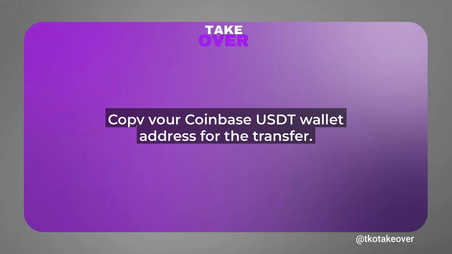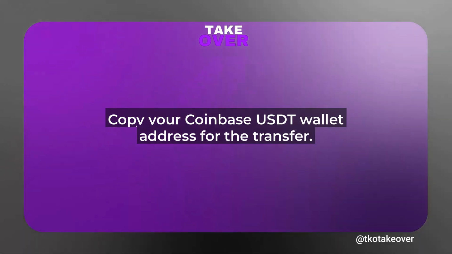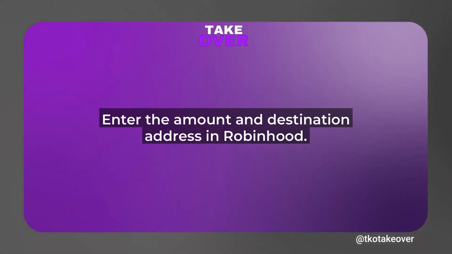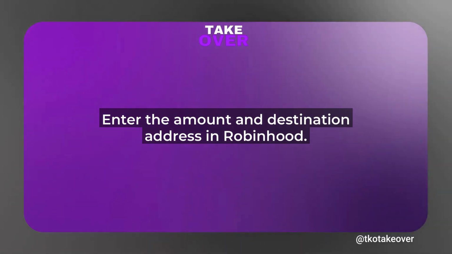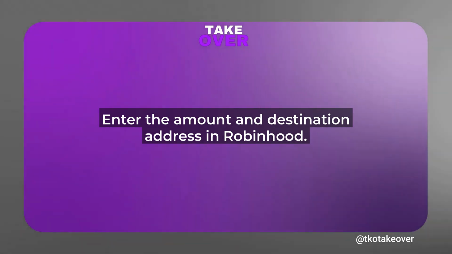Step 3. Specify the amount of USDT you want to send. Robinhood might show you any applicable fees, so keep an eye on that to ensure you're not sending more than intended. Once everything looks good, hit confirm and authorize the transaction, probably with two-factor authentication for extra security.